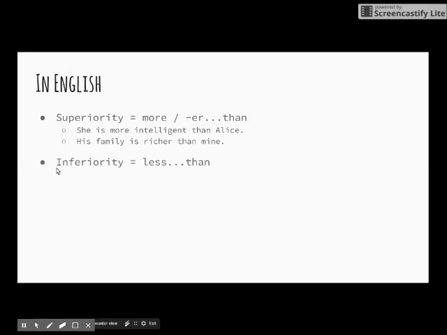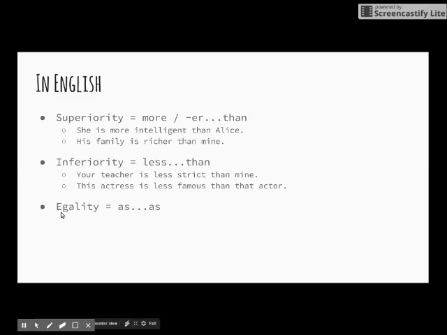We can also compare things using inferiority, which would be less plus your adjective than. So for example, your teacher is, again, still using that verb to be, your teacher is less strict than mine. Right? So we have less adjective than. This actress is less famous than that actor. Again, using less to show that inferiority, and then our adjective, and then than.